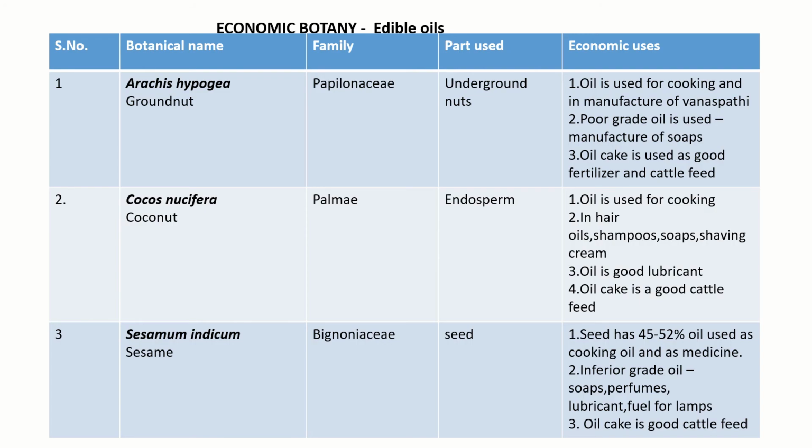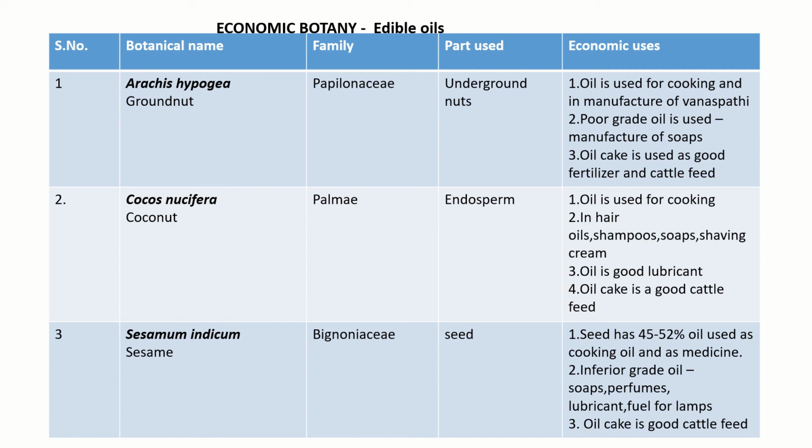Now, see, this table here represents some plants with their botanical names. These are economically extremely important, along with their family, parts used and economic uses. So let's start with Arachis hypogaea.